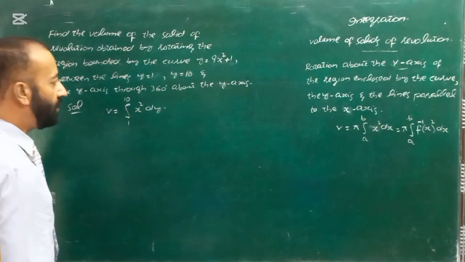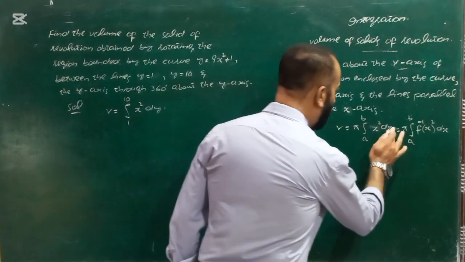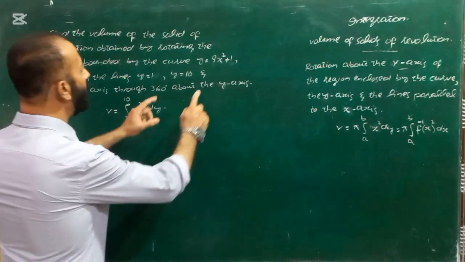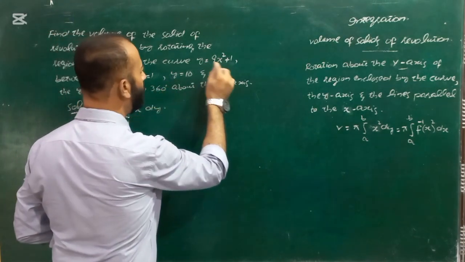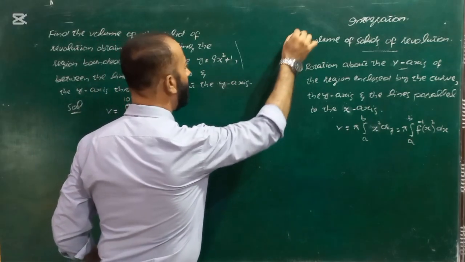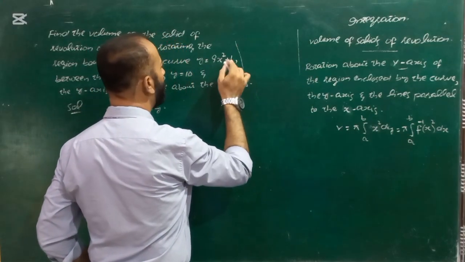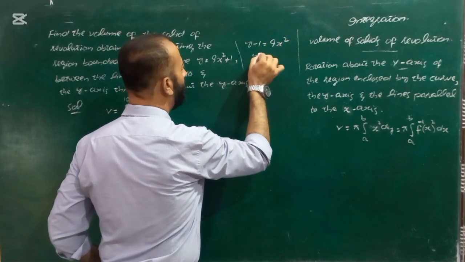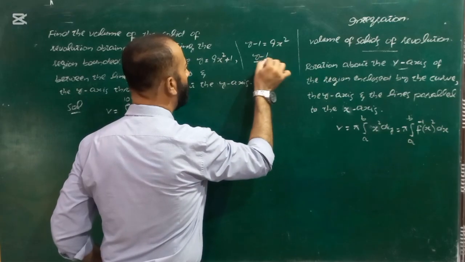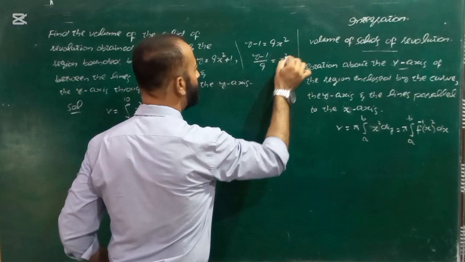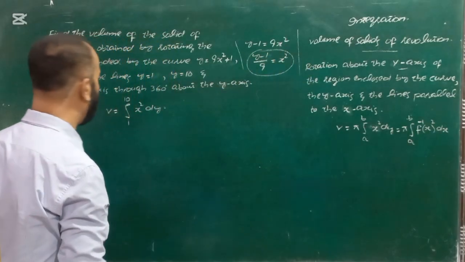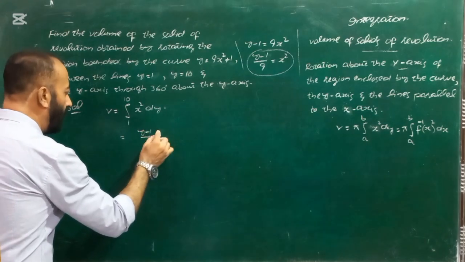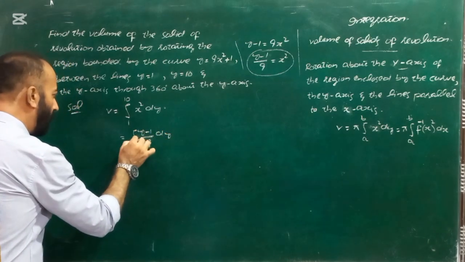This will be the formula that will be put into the requirement. First we find x squared from this equation. This is the rough work. y minus 1 will be equal to 9x squared, and from here (y minus 1) over 9 will be equal to x squared. This is the value which we will put into the formula. So (y minus 1) over 9 dy, and the limit is from 1 to 10.